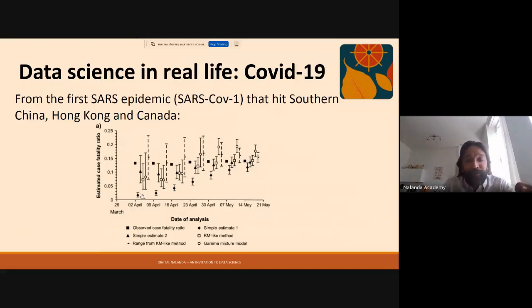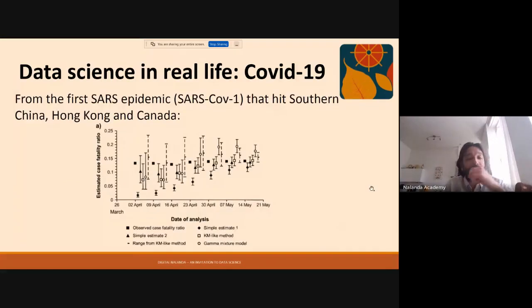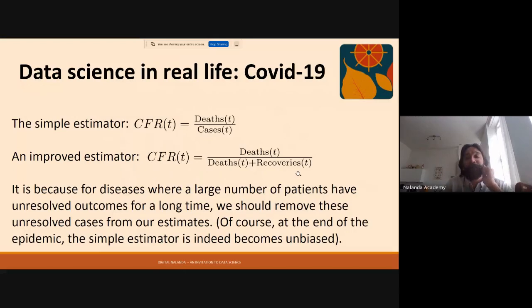There are other estimators that they use that are a bit more complicated that I won't go into, and all of them come with, if you like, error bars. They come with statistical uncertainties that come from not knowing precisely what these numbers are, because they're subject to lots of uncertainty themselves. So it turns out that the improved estimator, the number of deaths divided by deaths plus recoveries, is much better at the beginning and the middle of the pandemic than just the simple estimator. So estimating the case fatality rate of a disease requires picking the right estimator as well.